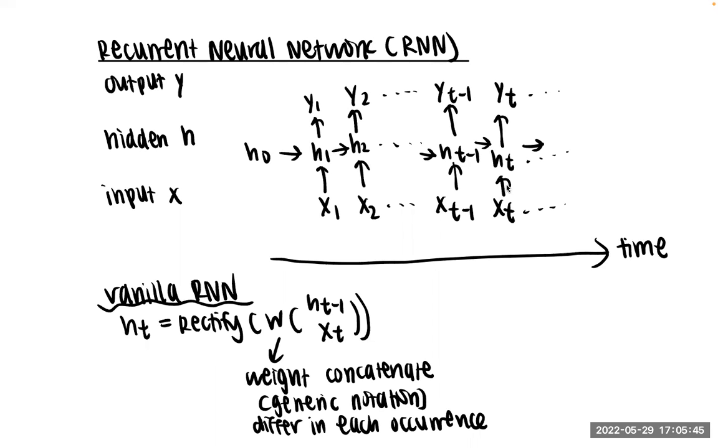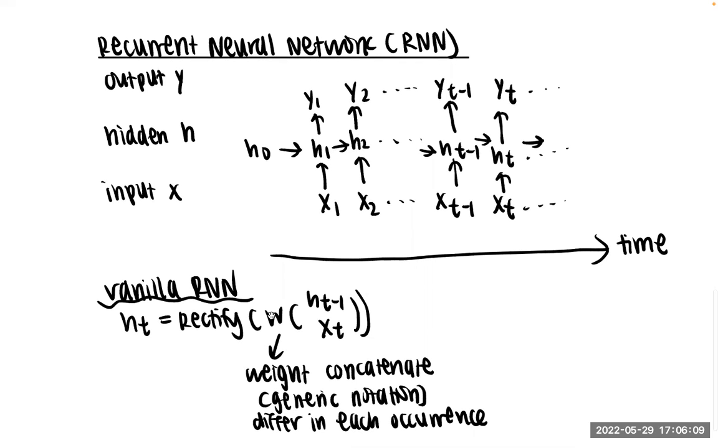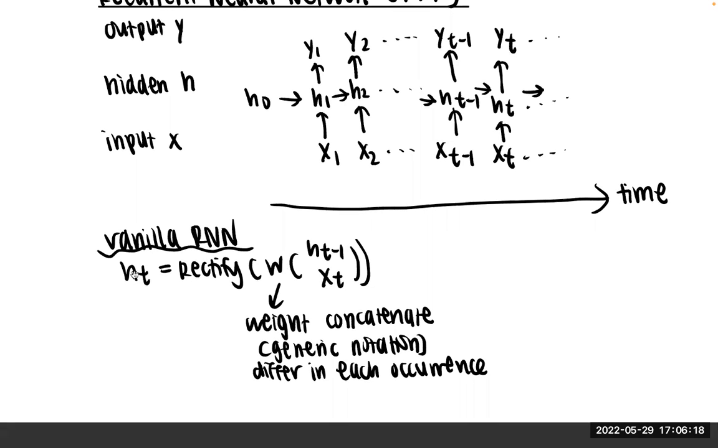So for the vanilla RNN, we have HT to be W, a weight matrix, multiplied by the concatenation. So you just put two vectors together, concatenate them. So you have HT minus 1 and XT. And then you multiply this by a weight matrix for compatible dimensionality. And here I just use W as a generic notation, so they may differ in each occurrence. And then you do element-wise rectification, and then you get your HT.